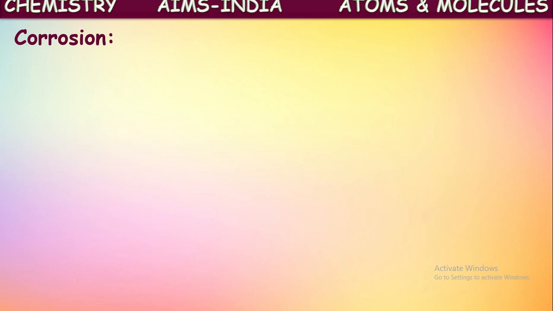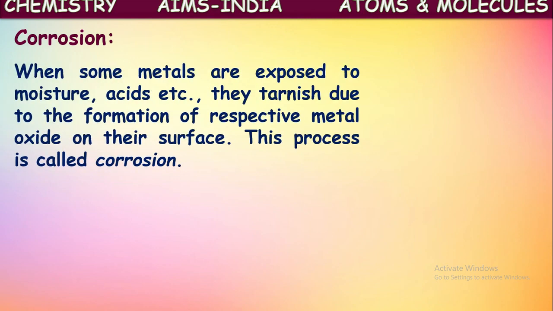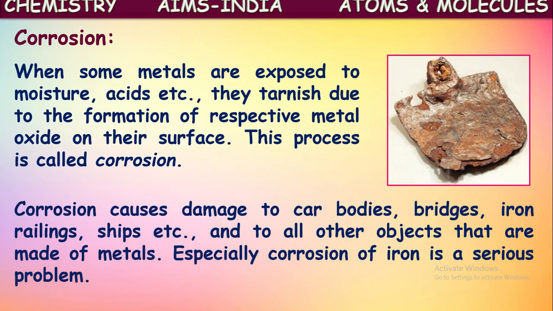It is also one of the forms of oxidation. When some metals are exposed to moisture or acids, they tarnish due to the formation of respective metal oxides on their surface. This process is called corrosion. Corrosion causes damage to car bodies, bridges, iron railings, ships, etc., and to all other objects that are made up of metals. Isn't it? We often observe corrosion of metals in our surroundings.